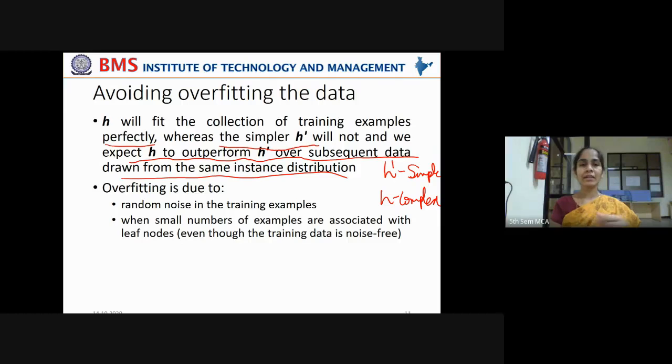Did you understand? Now, overfitting, how does it happen? It is due to random noise in the training examples, that we understood. And sometimes, when the training data is noise free, when there is no noise in the training data, still, when a small number of examples are associated with leaf nodes, meaning when there are fewer training examples given for the training, in that case also overfitting may happen. Okay?